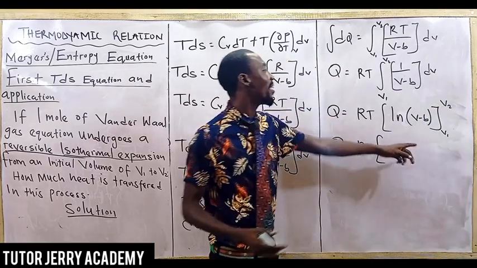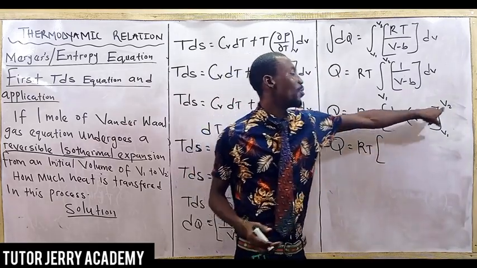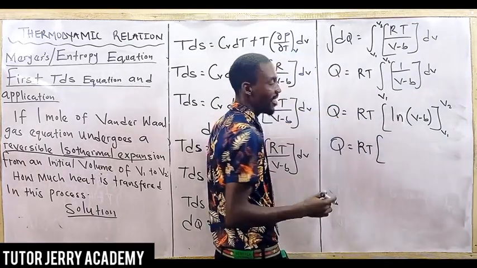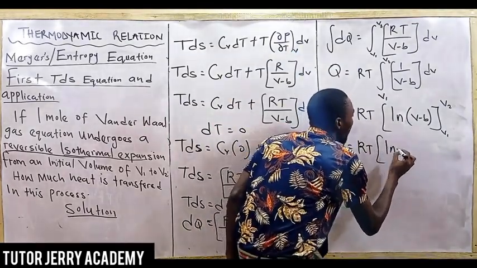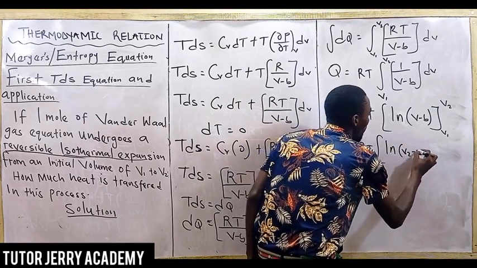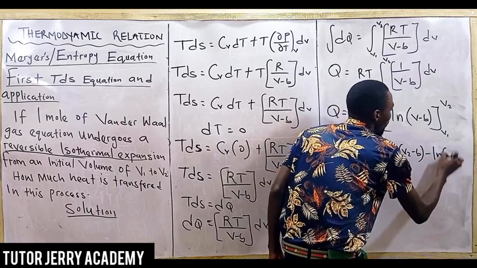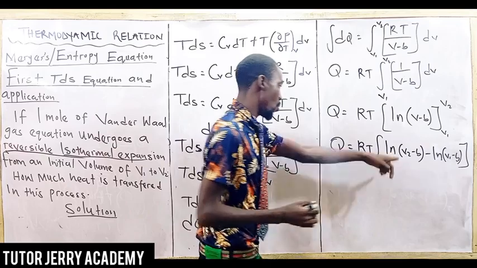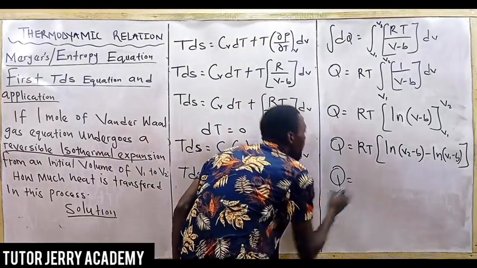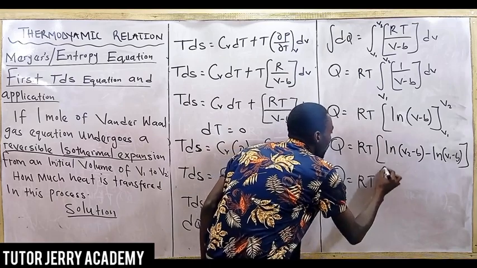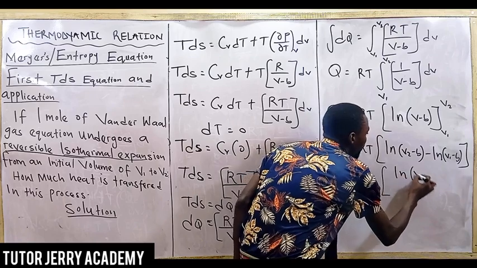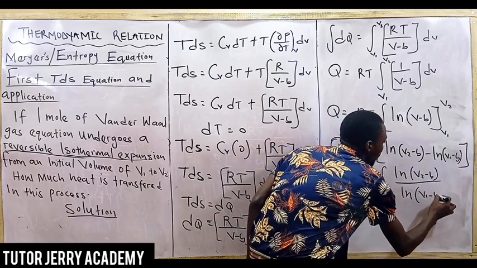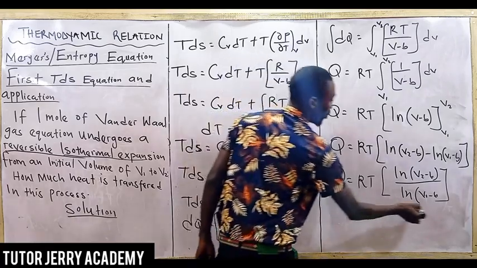So q will be equal to RT into, by the time we do this, we replace V with V2. Of course, you know the law of this kind of integration. So it's going to be ln of V2 minus b minus ln of V1 minus b. Then we close this. From the law of logarithms, we can further write q equal to RT into ln of V2 minus b over V1 minus b. So this becomes the solution to this question.